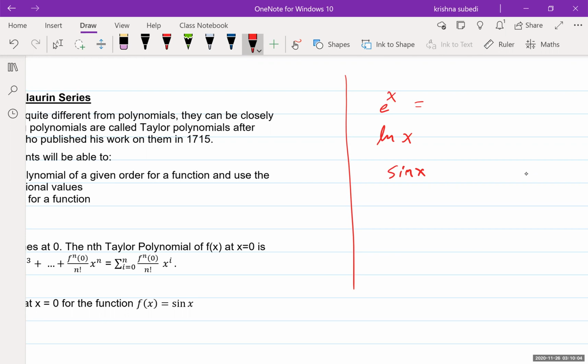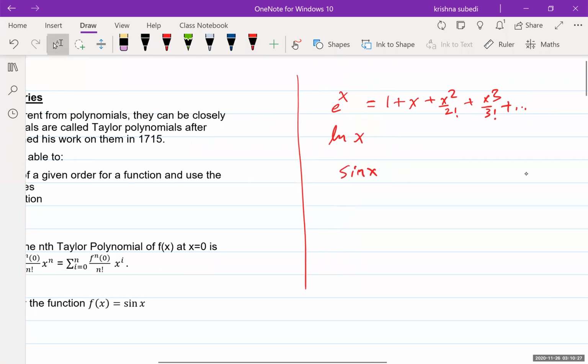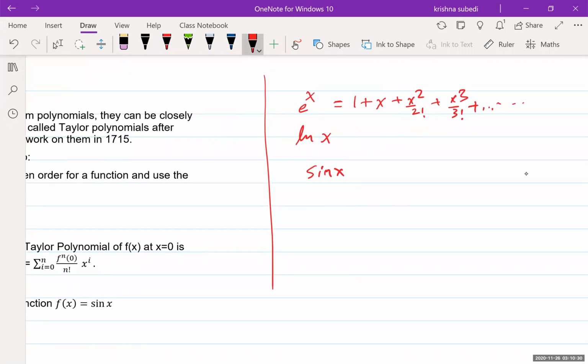So for example, I can write that e to the x equals, we will prove it later. So e to the x is clearly an exponential function, but I can write this as 1 plus x plus x squared over factorial 2 plus x cubed over factorial 3 plus it goes like this. And that's the beauty of Taylor polynomial or Taylor series. So we can change exponential function into polynomial function.